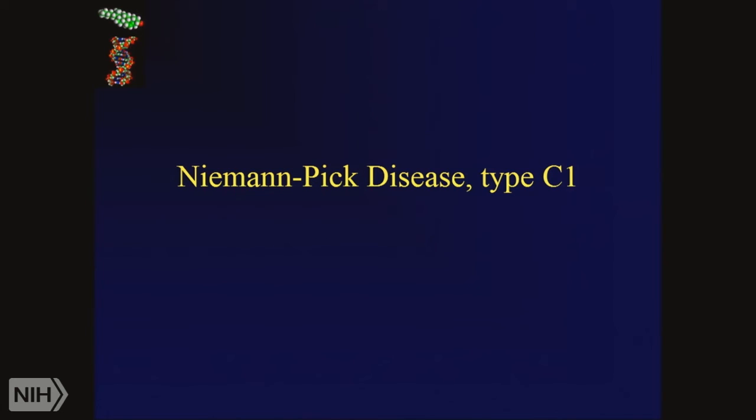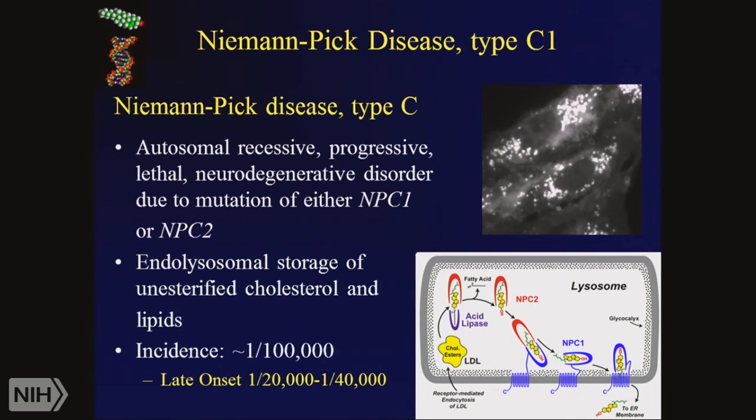So going to switch gears here to the second disorder, and this is NPC1. NPC1, as I mentioned earlier, is an autosomal recessive progressive lethal neurodegenerative disorder due to mutation of either NPC1 or NPC2. When cells take up cholesterol, they take it up as LDL cholesterol, which we heard earlier. The cells internalize it, and it moves into the endolysosomal system. And in LDL, cholesterol is present as cholesterol esters. Acid lipase removes the fatty acid, giving you the free or unesterified cholesterol.